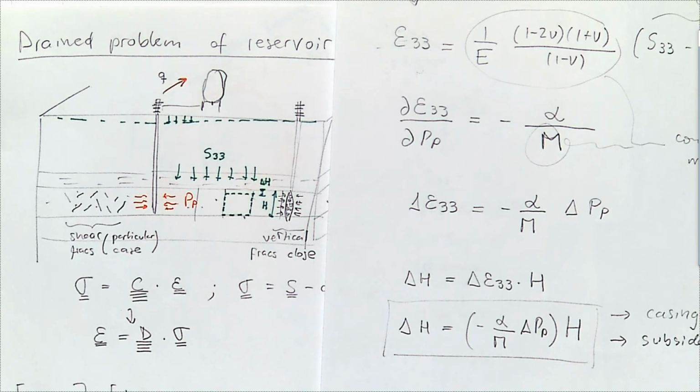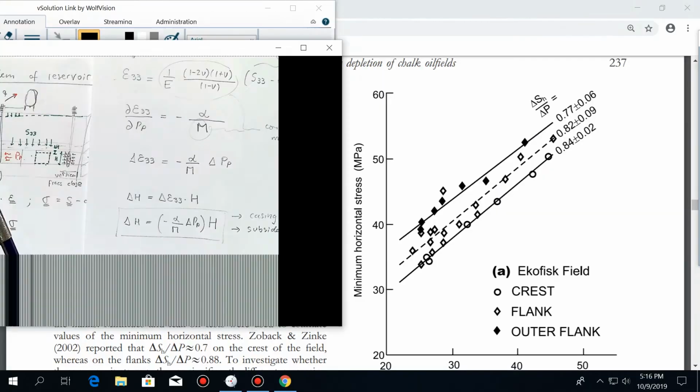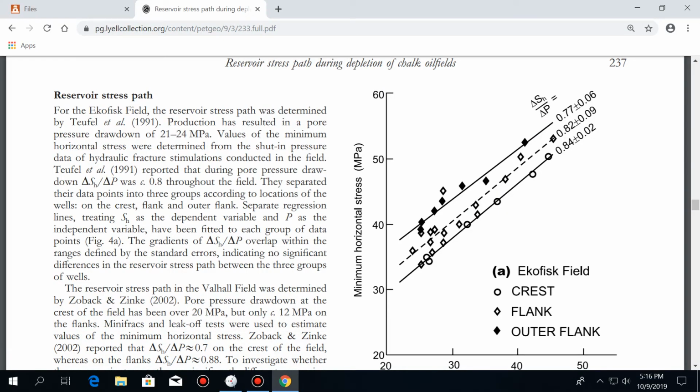Are you guys familiar with subsidence? Do you know cases of subsidence? Do you know one, Rodrigo? Can you tell me an example? Ekofisk, right? The paper I share with you is about Ekofisk because they had problems of significant reduction of stress and significant subsidence, so that they had to jack up their offshore platforms because they were just sinking into the water.